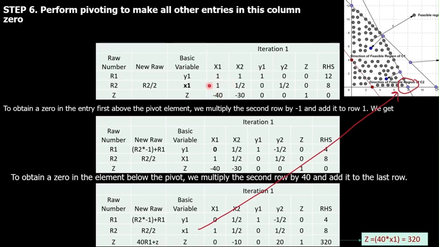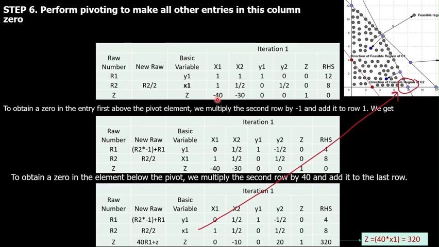We can do this by multiplying the row here by minus 1, and then adding the two rows together, R2 and R1. If we do so, this will be minus 1 plus 1 equals 0. Applying the same for the whole row will give this row.